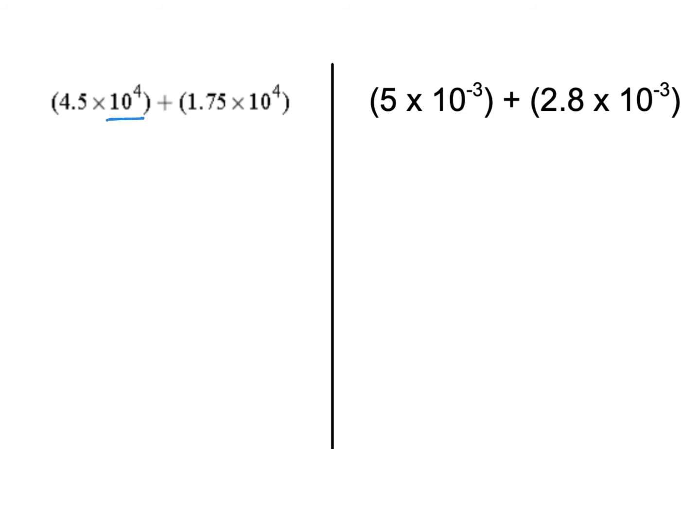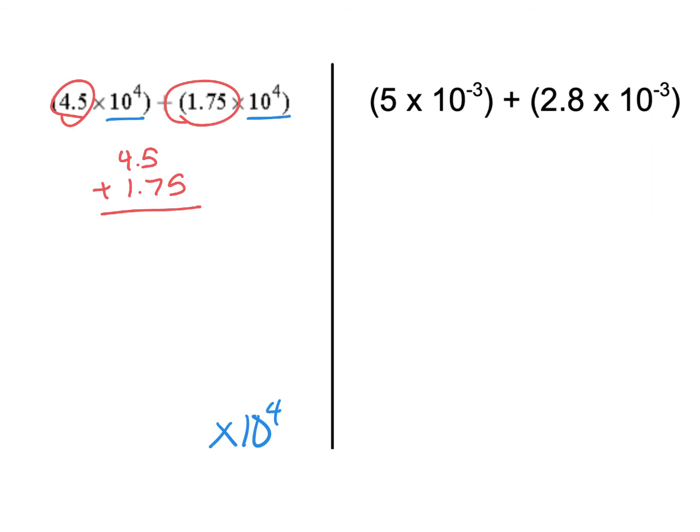So the first thing I look at is I have the same powers of 10. So I know I'm going to put my answer down here at the bottom. I know I'm going to have 10 to the power of 4. I take my factors at the beginning and I add them together. So 4.5 plus 1.75. When I add those together, I get 6.25. So that's our factor at the beginning. And we know it's scientific notation because 6.25 is less than 10, more than 1.